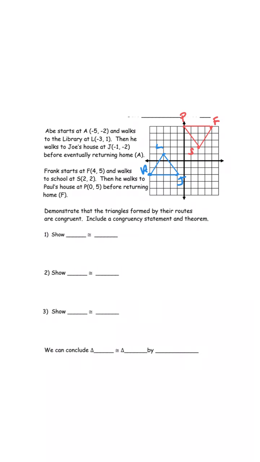Now, I can see something really easily here, that if I count AJ, 1, 2, 3, 4, so AJ is congruent to PF because PF is 1, 2, 3, 4. PF and AJ are congruent because they are both 4 units. Okay? They're 4 units in length.